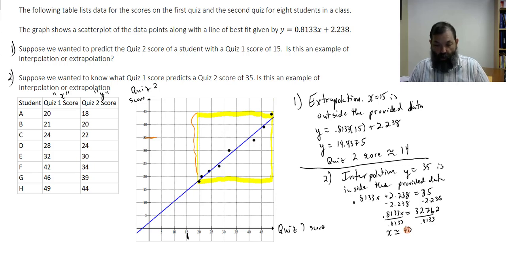And so the quiz 1 score is about 40. And again, that would be an interpolation. It's within the data. Interpolations are usually more valid than extrapolations. One thing we have to be careful of with extrapolations is what's considered model breakdown, where our conclusion from using the line of best fit may not make any sense in the context of the problem. So be careful about model breakdown.